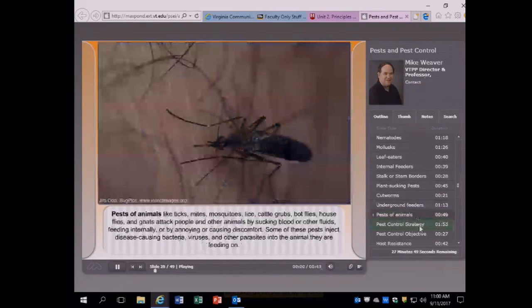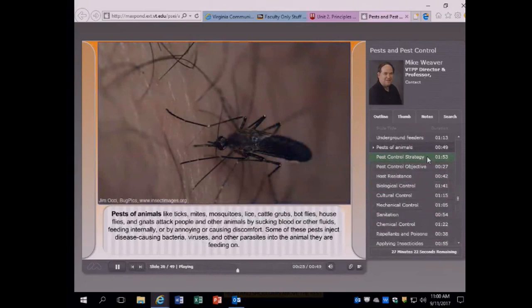The next group are pests of animals. The insects, ticks, mites, and similar pests that attack people and other animals have mouth parts similar to those of the plant feeders, but they suck blood and animal fluids rather than plant fluids. Mosquitoes, lice, and ticks are blood-sucking pests. Cattle grubs, the ox warble of cows, and the bot fly of horses are internal feeding insects. Face flies, house flies, and gnats annoy and cause discomfort.